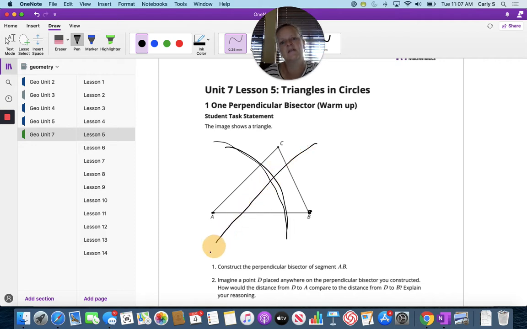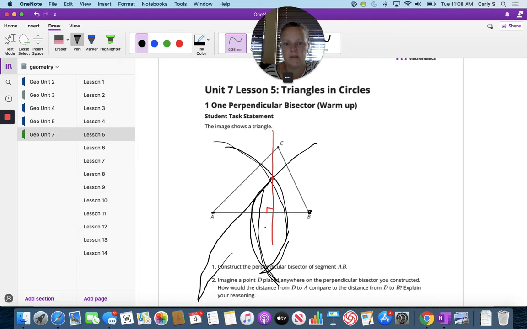I'm having pen issues. It's quite annoying. And where this intersects, we draw a line through. That means that our arc needed to go like this. So where the two arcs intersect, we draw a line through, and that is a perpendicular bisector. Okay, I'm going to erase some construction lines, hopefully.